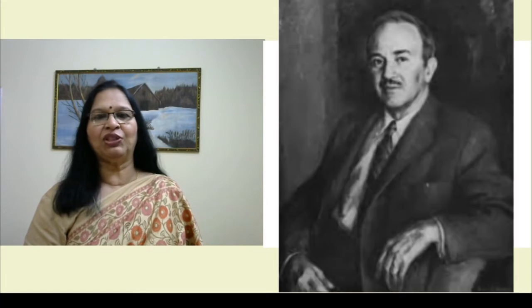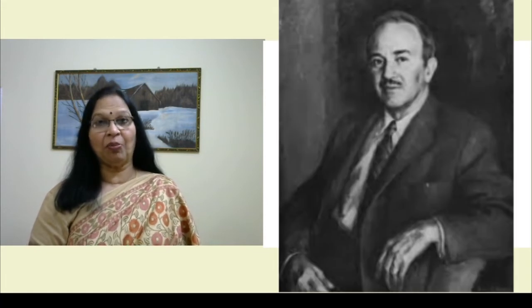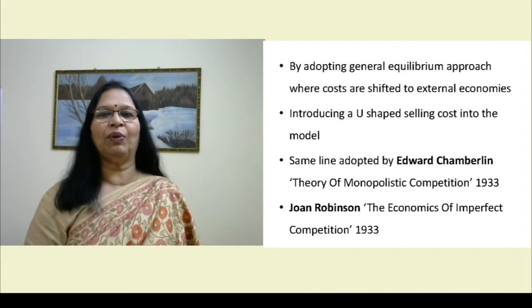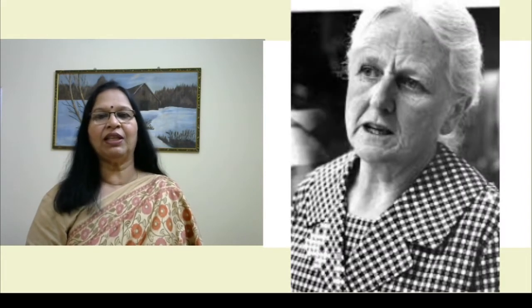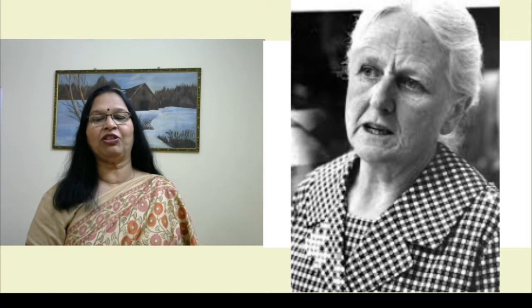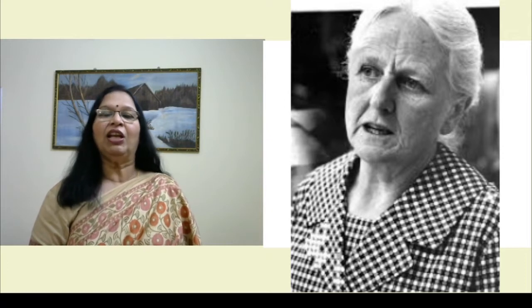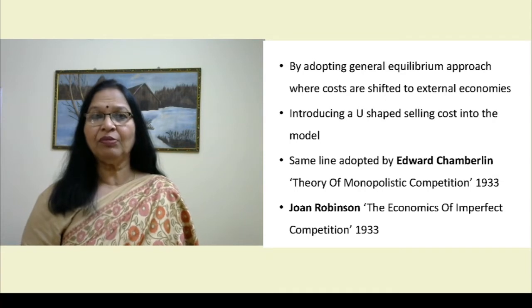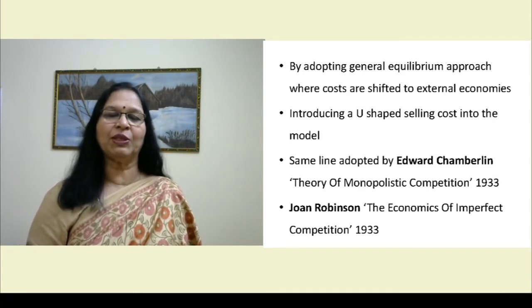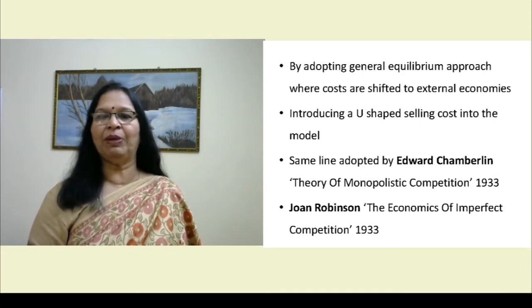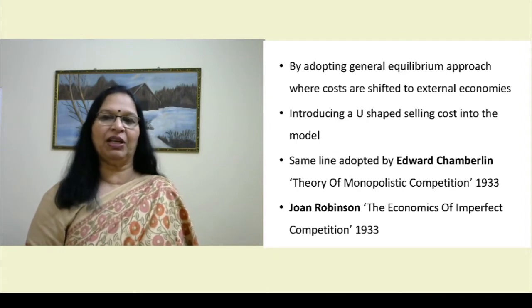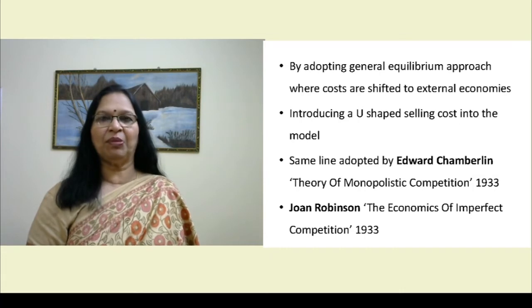One was by Edward Chamberlin, The Theory of Monopolistic Competition, in 1933, and the other was by Joan Robinson, The Economics of Imperfect Competition, in 1933. Now, Edward Chamberlin uses the word monopolistic competition to explain this new emerging firm behavior, and the other was talking about imperfect market. So that is how these terms come into being.